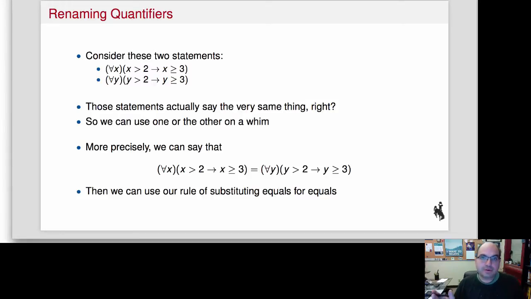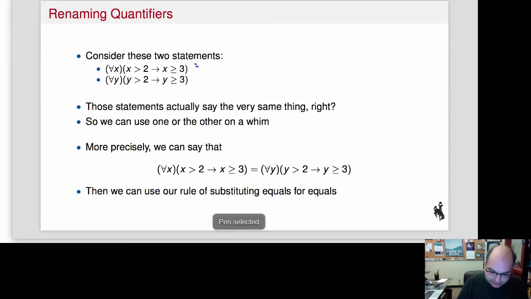So let's talk about renaming quantifiers. Before we do that, I want you to take a look at these two statements, and convince yourself that they actually say the same thing. The first one says that for all x, if x is greater than 2, then x must be greater than or equal to 3. By the way, the domain of discourse here is the integers. Otherwise, that wouldn't be true.